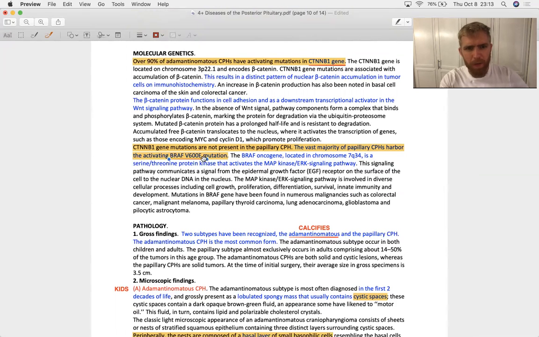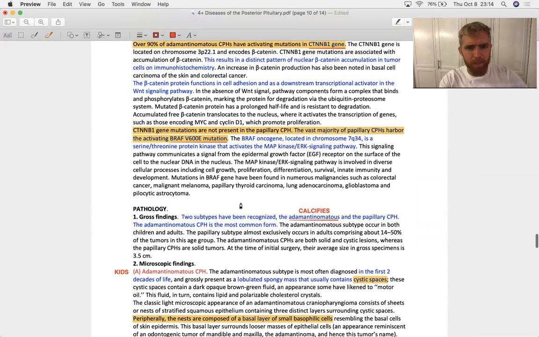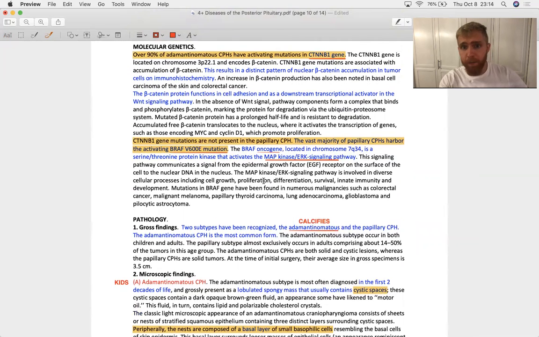BRAF V600E, that means the valine at position 600 is replaced with, I think, a glutamic acid. And BRAF is an oncogene that participates in the MAP kinase pathway. So it's a gain of function mutation versus beta-catenin, which is a tumor suppressor gene, loss of function.